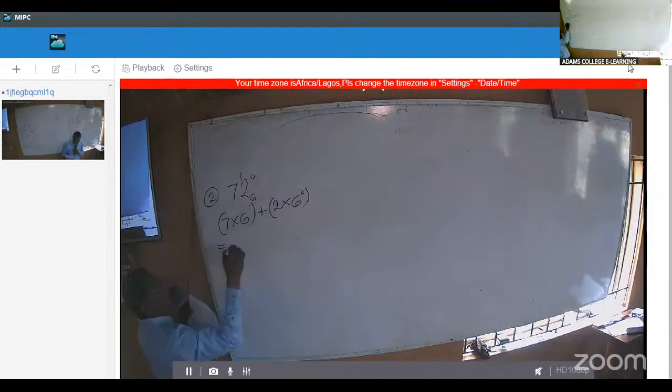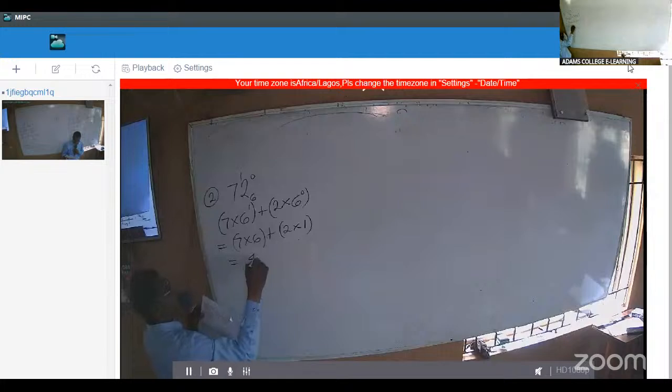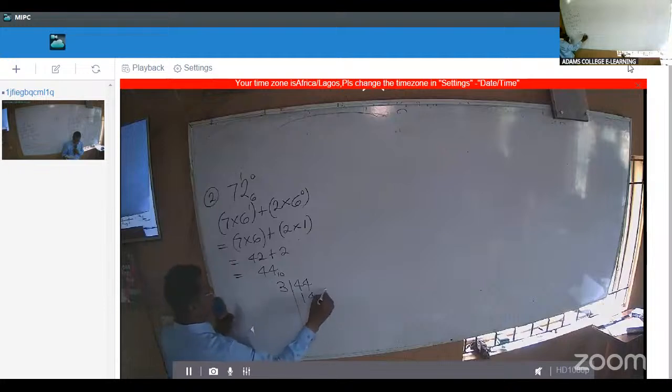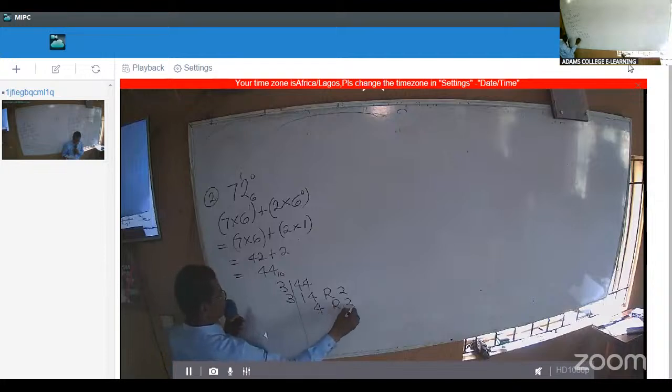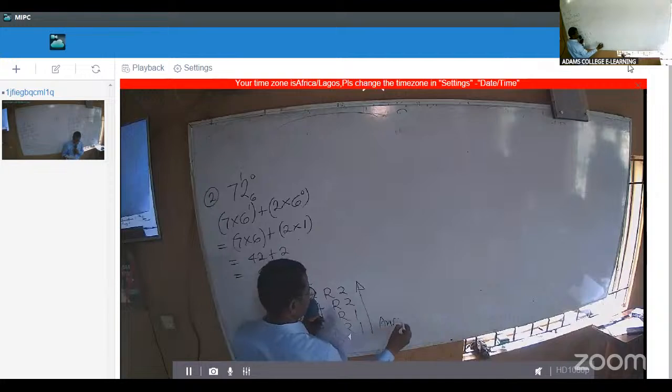So that'll be 7 times 6 plus 2 times 1. That's 42 plus 2. What do you get? 44 base 10. We now convert to base what? You now divide by 3: 3 into 42 is 14. Remember, 3 into 14, 3 into 4, 3 into 1. So what's the answer? Yeah, 1122 base 3.